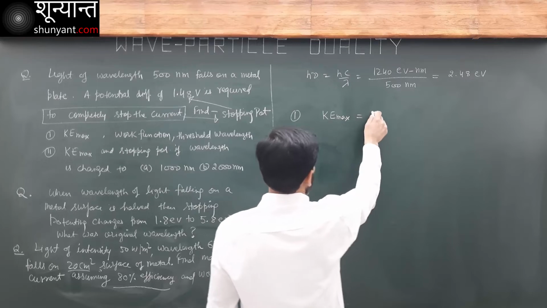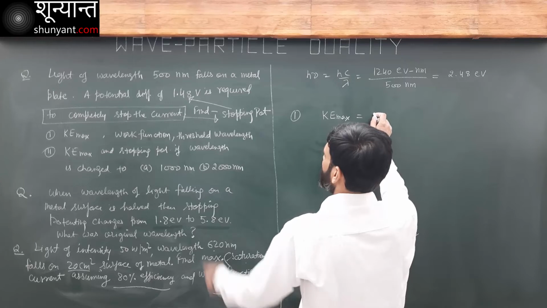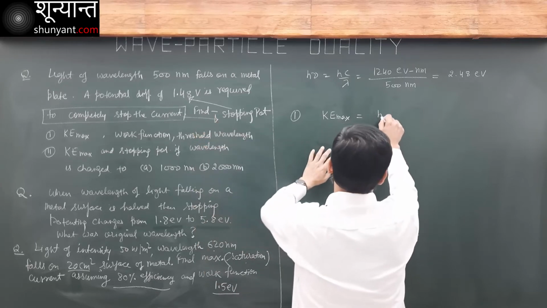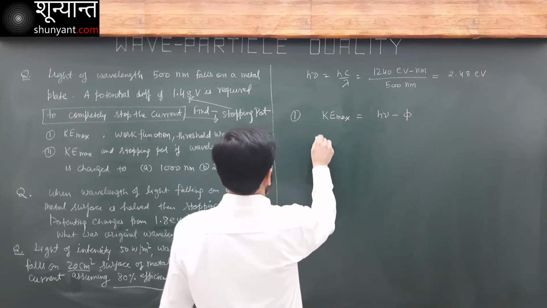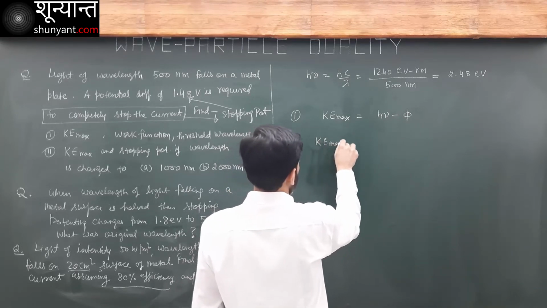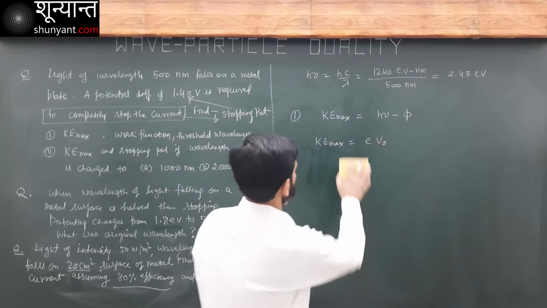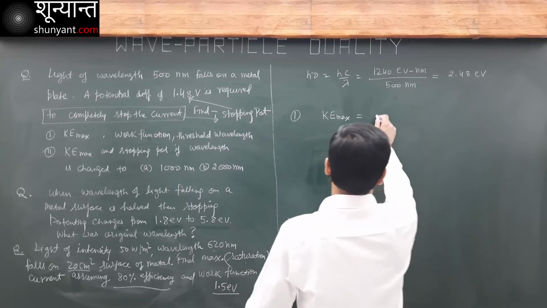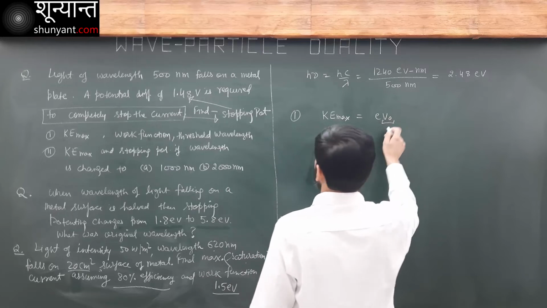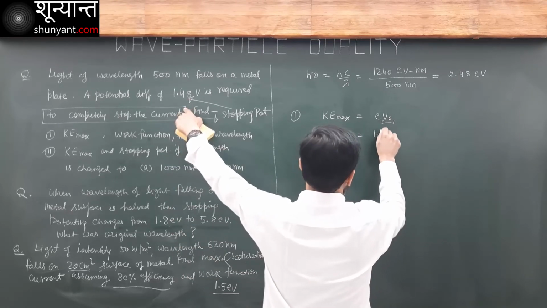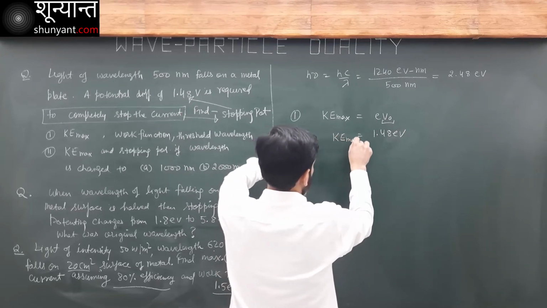Okay. It is equal to h nu minus phi. Now, kinetic energy maximum is equal to E times V naught. Okay, let me write it like this. E times V naught, where V naught is given as 1.48. So this becomes 1.48 electron volt, the kinetic energy maximum.